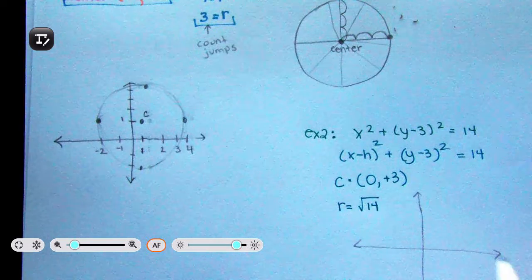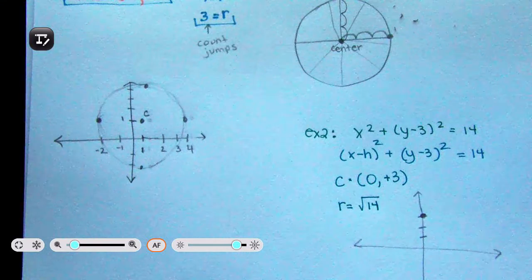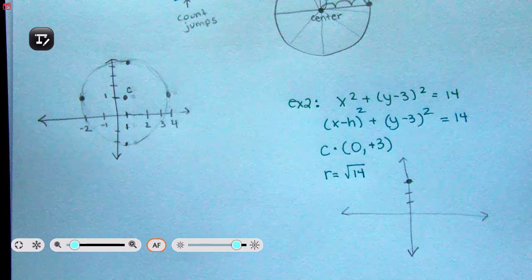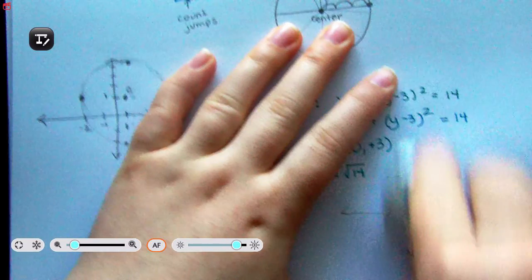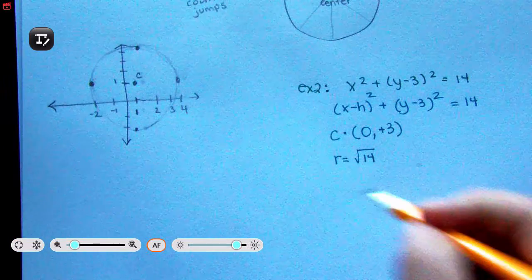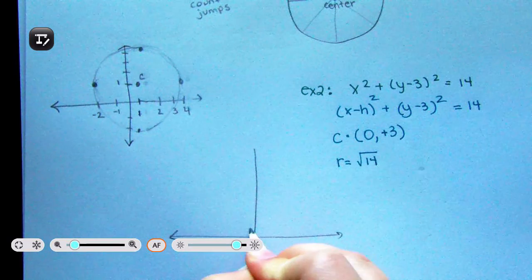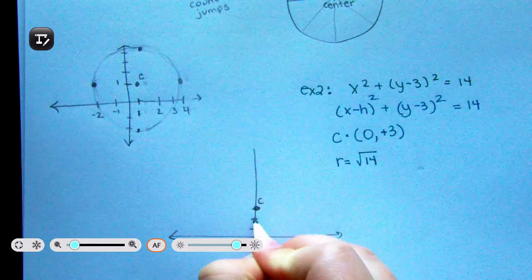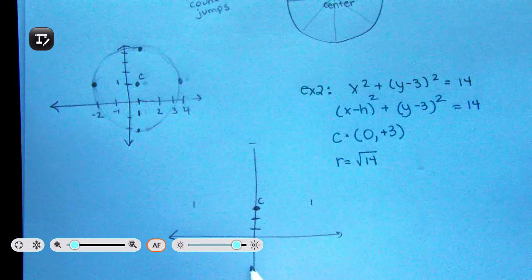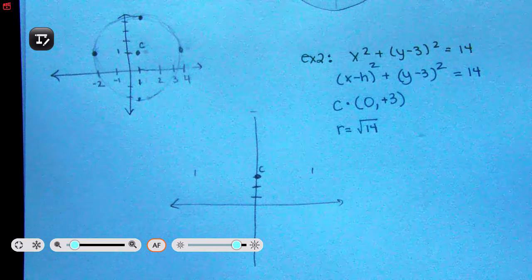All right, where's our center point? 0, 3. And again, we are humans. We are not computers, so we're going to roughly sketch this out. And I'm noticing that I won't have enough room, so I'm going to adjust. I highly recommend using pencil on this. Don't use pen because there's lots of erasing. There we go. That's better. 1, 2, 3. Here's our center point. Again, the distance this way, this way, this way, and this way is going to be our root 14.